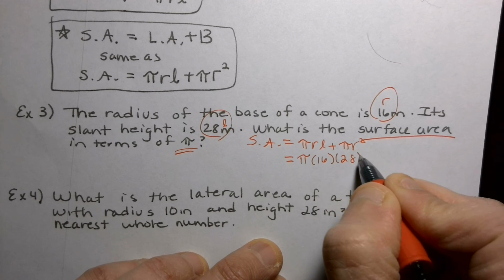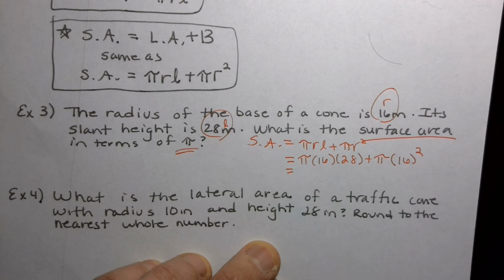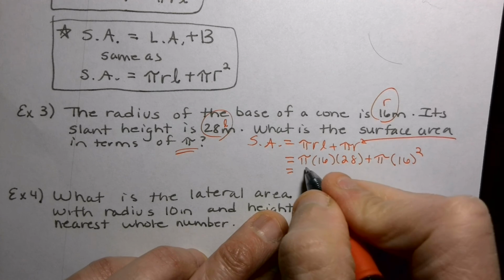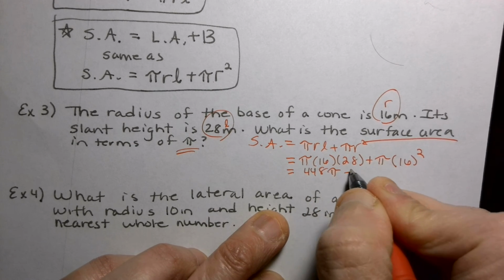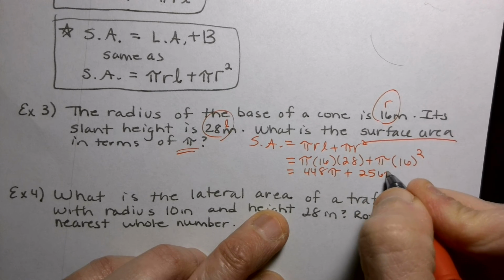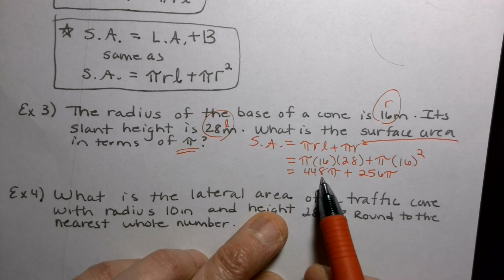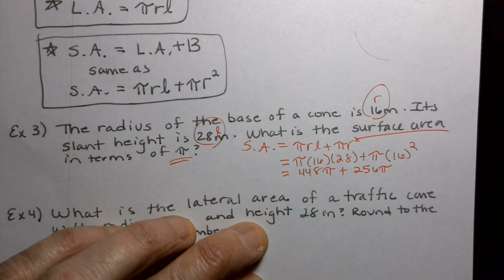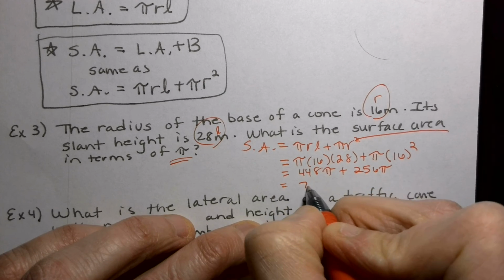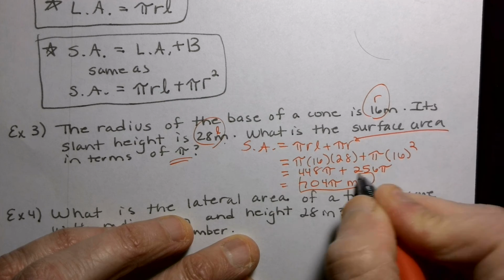16 times 28 plus pi times 16 squared. 16 times 28 is 448. 16 squared is 256. And now, remember, you have to do those separate. And now, because there's a pi in both, we can combine them. Just add the numbers. So 256 plus 448 is 704 pi meters squared. Aren't these fun?